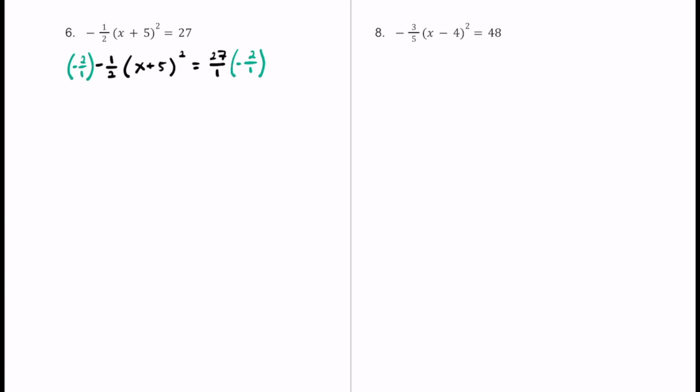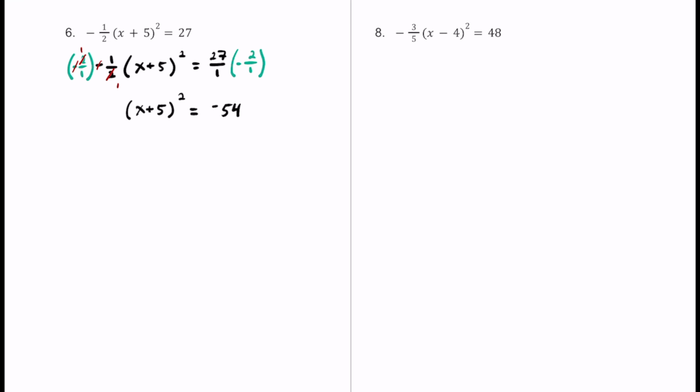Okay, so on the left side, we can see here that these negatives will cancel out. These 2's will cross cancel and become 1's. So really on the left side of the equation, we're left with this quantity of x plus 5 squared. That's on the left side. And on the right side, nothing can really cross cancel. We just have to multiply 27 by 2. That's going to be 54, but it's going to be negative 54 since it's a positive 27 and a negative 2.